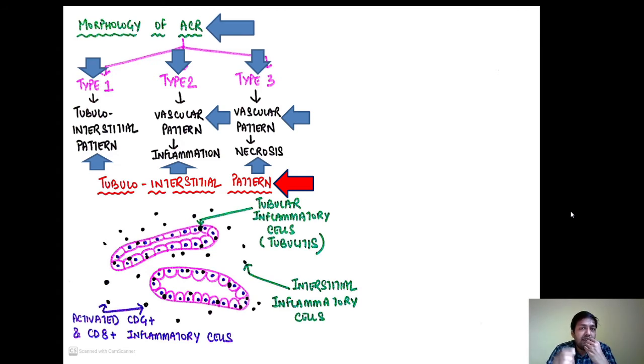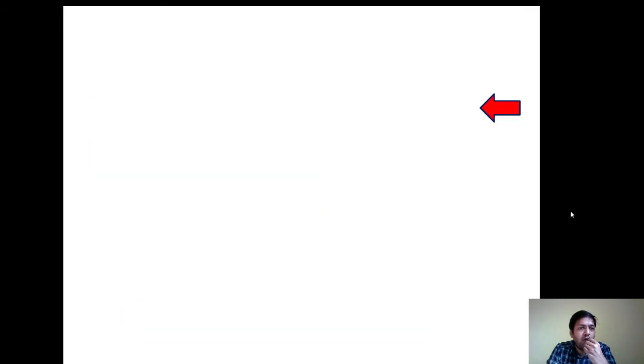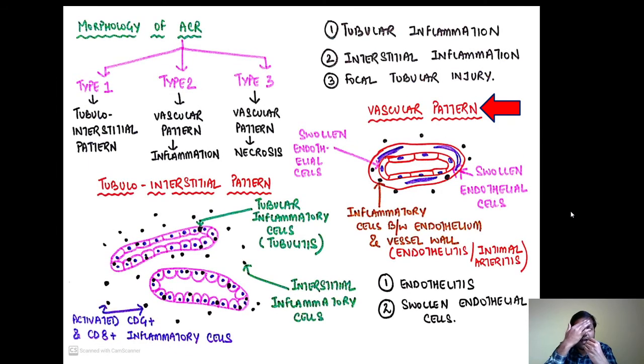What is happening? See, the term is tubulointerstitial, means the tubules are involved and the interstitium is involved. So number one, there are inflammatory cells in the tubules leading to tubulitis. Okay, and in the interstitium you are having inflammatory cells. So this is causing interstitial inflammation. And remember, in the interstitium you are having the activated CD4 plus and CD8 plus inflammatory cells. Okay, so this is what you will see in the morphology of the tubulointerstitial pattern. So it is characterized by tubular inflammation, interstitial inflammation, and focal tubular injury.